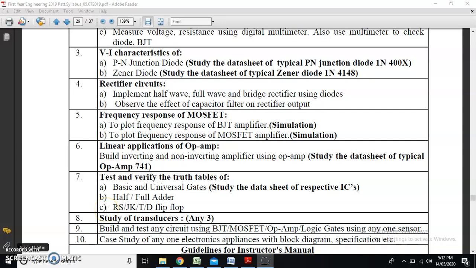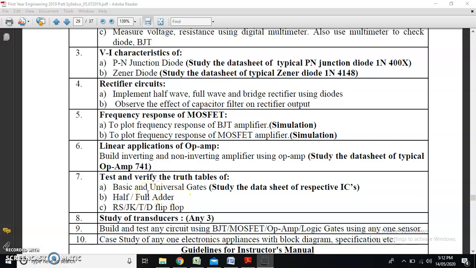Hello students, today we'll see how to perform experiment number 7, that is, test and verify truth tables of basic gates, universal gates, half adder, full adder and flip-flops like RS, JK, T and D.